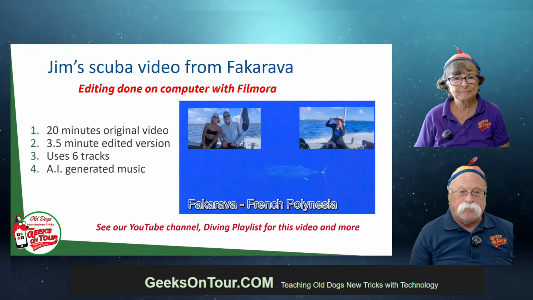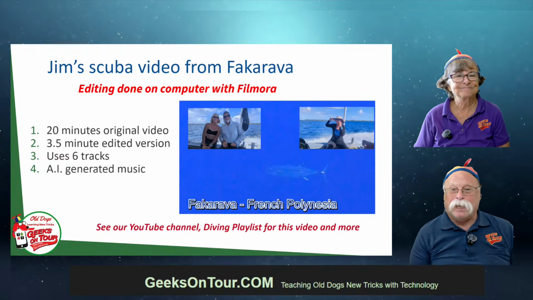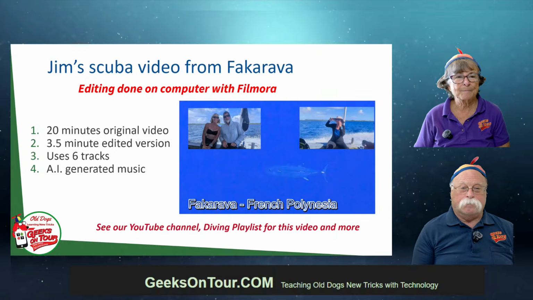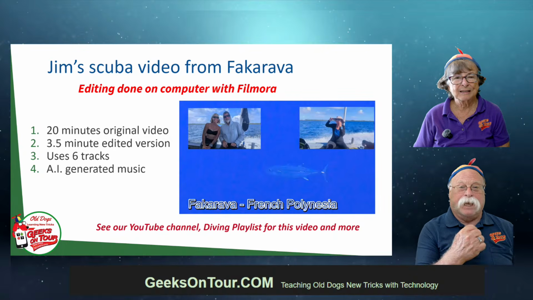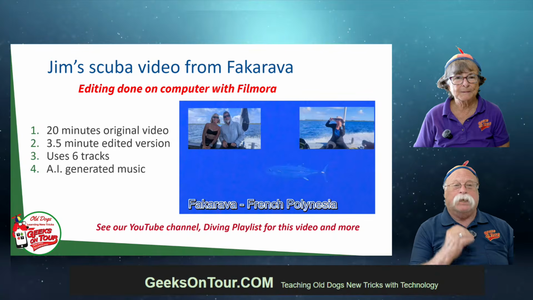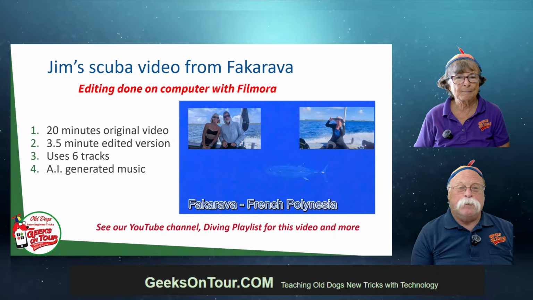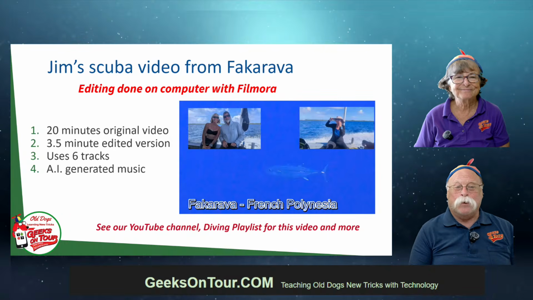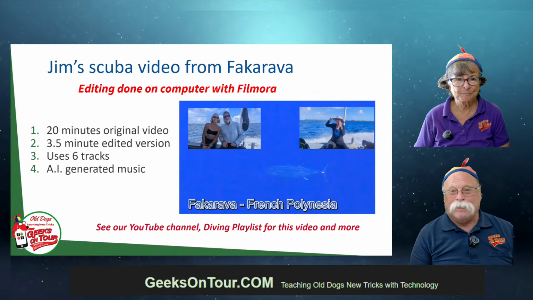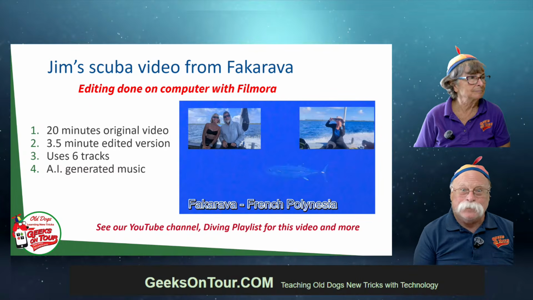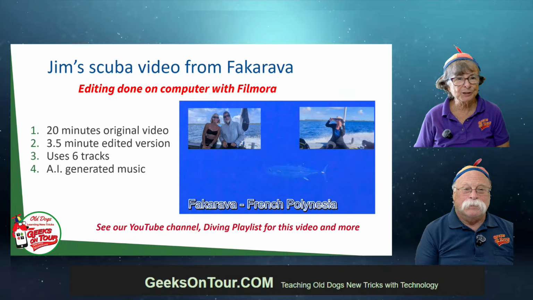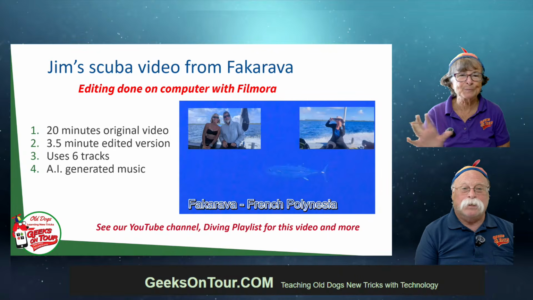And I used 6 tracks. We talked about tracks earlier. I have some stills and videos and titles and music. And this one, Filmora has this new thing where you can give it a prompt and it'll generate music. That's all in the program. There are other programs out there using AI that'll create music for you, but that's really cool. It's all in the same software.